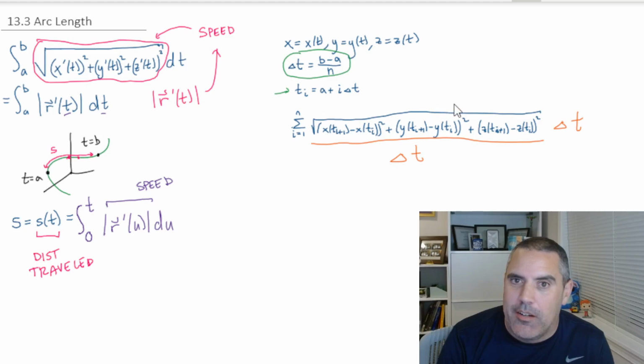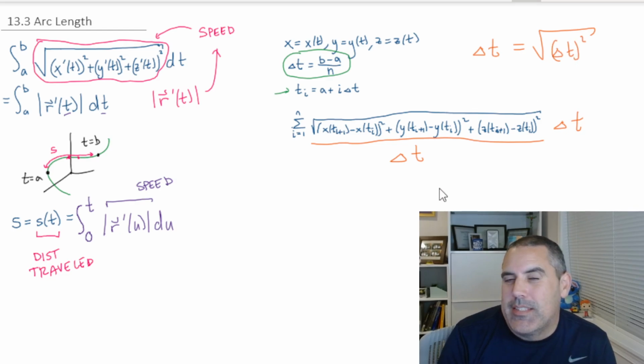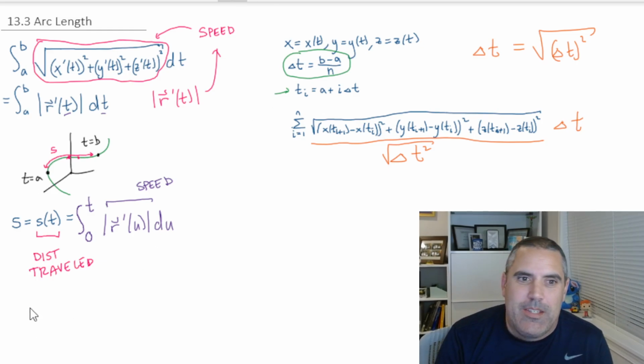I somehow need to get it under the radical. If you've never seen this before, it's just a clever little maneuver to get something under a radical. It's the square root of delta t squared. It's the same because I'm dealing with a positive number, so it's the square root of this squared, and then I can distribute. So that's really where it comes from.